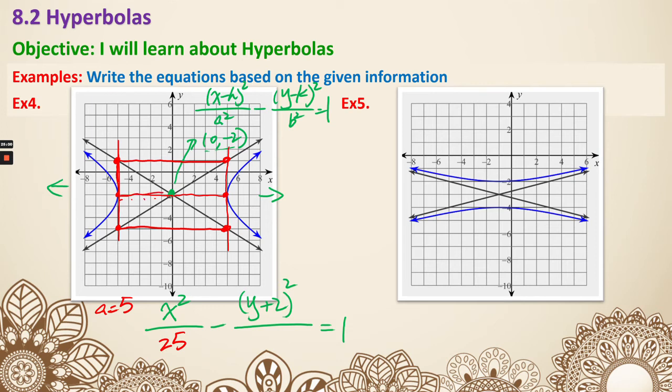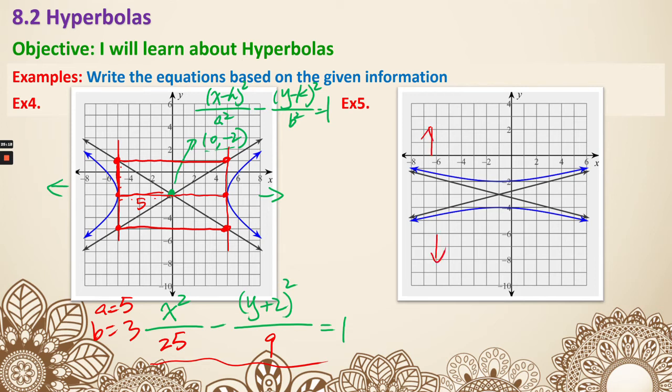Now I can clearly identify my b's. I already know my a, that's my 5. My b would be right here, 1, 2, 3. So my b would be 3. That means it has to be a 9 under y's in this question. And that's it. That's my standard form of the equation. It is more about identifying where that rectangle is. So let's move on to example 5.